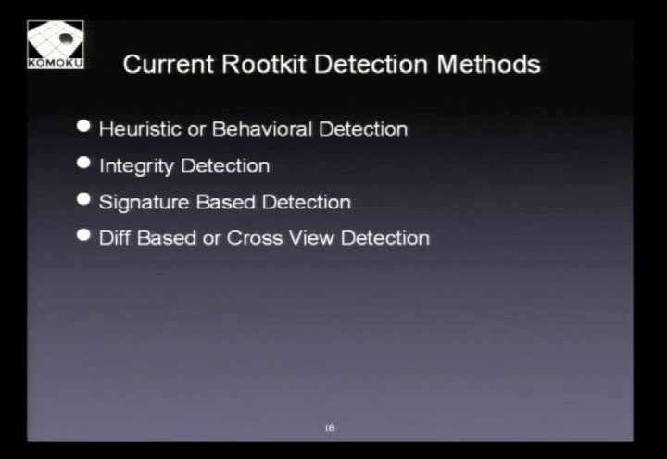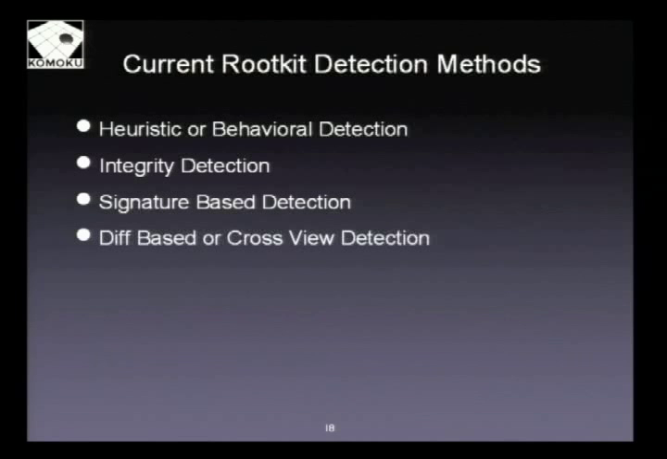The heuristic and behavioral detection we'll talk about sets up a notion of what is normal for the system to be operating, and then looks for deviations from that. Integrity detection is pretty well known in the file system space. It's recently been moved into the memory space. Signature-based detection we're all familiar with. That was kind of the core AV technology from years ago.